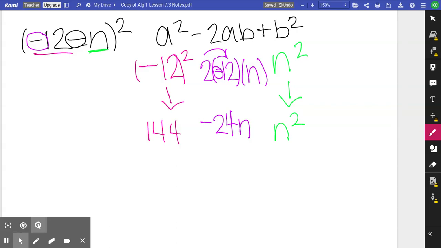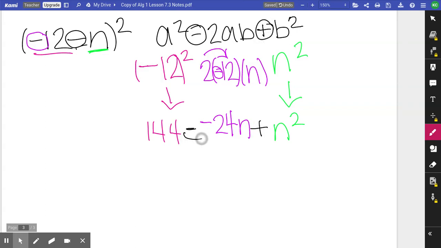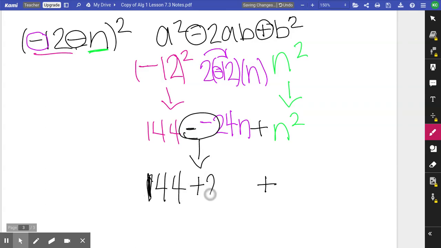Okay? Now remember, this sign right here is a negative because I have a negative inside. And this sign right here always stays a positive. But now this is where we need to look. I have two negative signs here. So those two negative signs are going to turn into a positive sign. So written in standard form, this is going to be 144 plus 24n plus n squared. Those negatives, make sure we don't lose track of that. They have to turn into a positive.